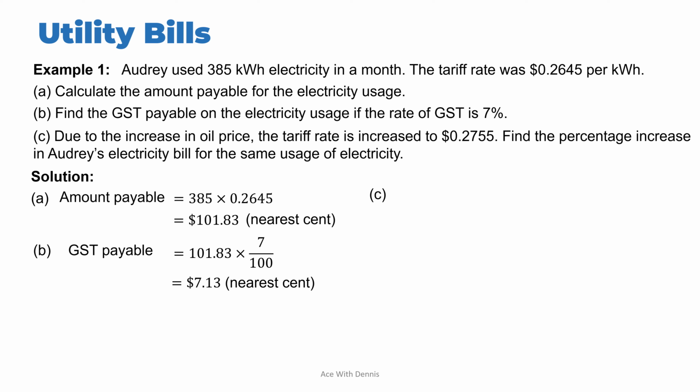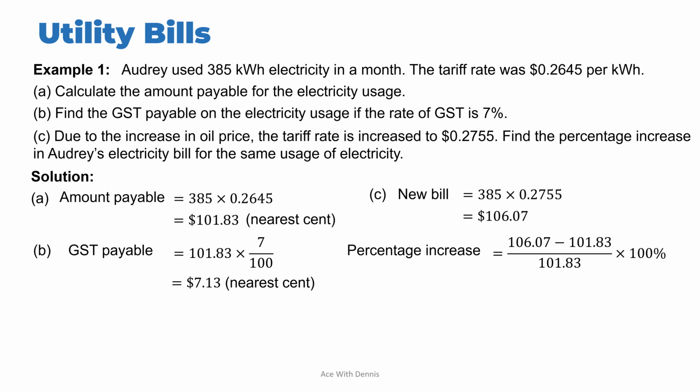Okay, for C, now we have this Ukraine war, so we know that the oil price increases very much, so the tariff rate also increases. Now, to calculate a new bill, we assume that Audrey uses the same usage, which is 385 kilowatt-hour. Then multiply with the rate $0.2755, we get $106.07.